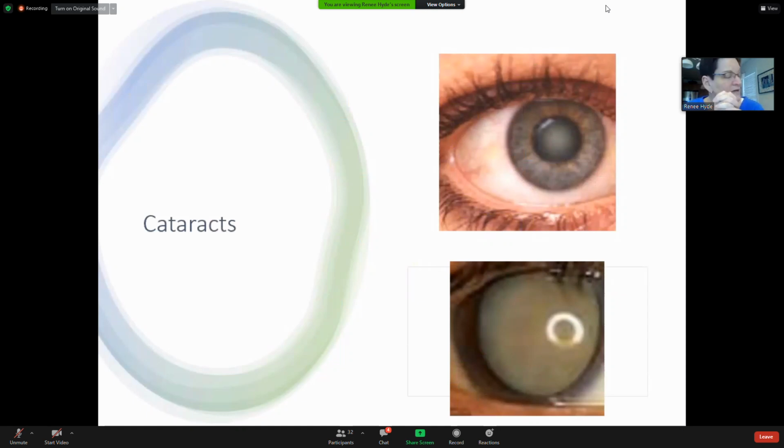Now, cataracts, even though we think about them as a disease of the older population, that is not, in fact, the case. Some babies can be born with what we call congenital cataracts. And a lot of times that's due to the mom being infected with an STI, like syphilis.